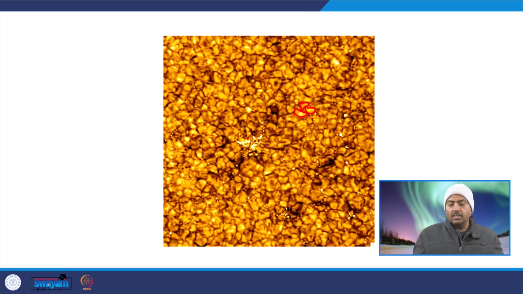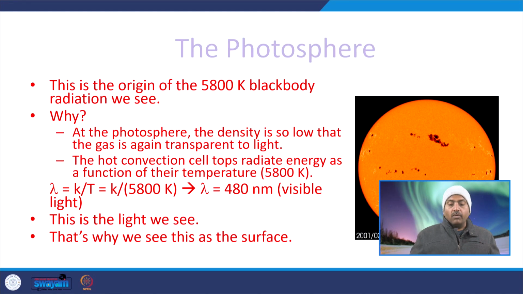Each of these granules is actually a convection zone, and the dark boundaries are the places where the matter is downwelling. And if you zoom in enough with actual instruments, you will be able to see the convection pattern, the upwelling of mass from the interior of the Sun, bringing out the energy. Right now, in today's class, we will look at each of these layers.